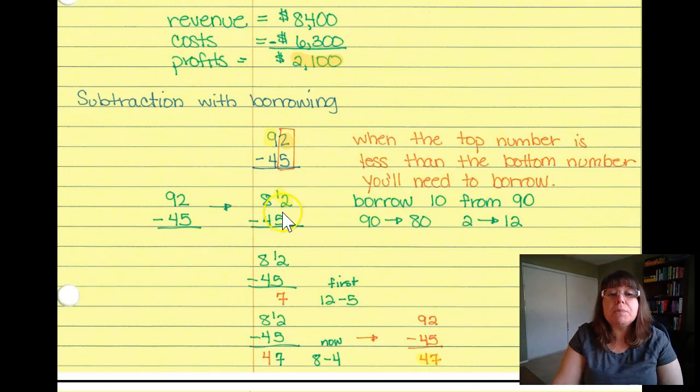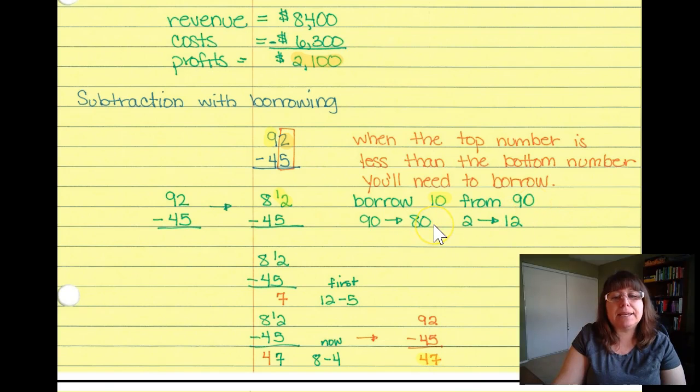So you just have to remember that you don't add the 1 to the number sitting there. It just becomes the next digit. So the 1 is not added to the 2. It doesn't become a 3. It becomes a 12 because you really took 10 from the 90 and it becomes 80.